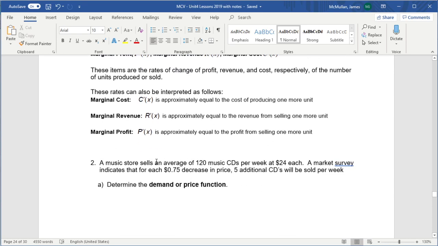Let's try a full question here, and then you can. There's an assignment on this one, and there's lots of ways you can practice it. So let's try this one. It says a music store sells an average of 120 CDs per week at $24 a piece. A survey suggests that every 75-cent decrease in price will have 5 more CDs sold.